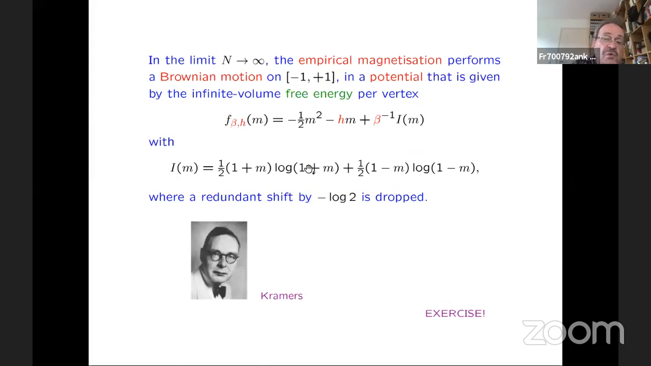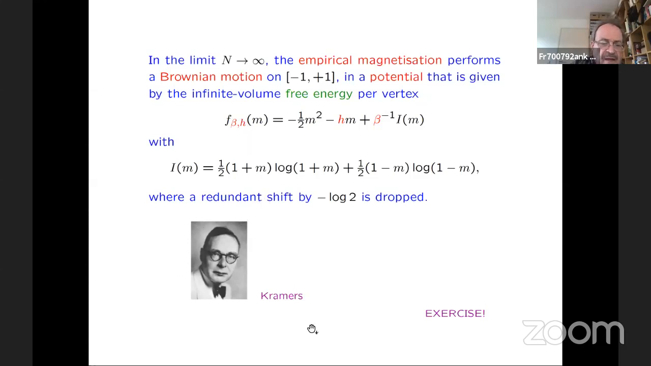And where it converges to is a very simple function, except I have taken out a factor minus log 2 because this turns out to be redundant and it doesn't play any role. So I'm just kicking out a constant in order to make the computations a little more palatable. And this computation also is part of the exercises. How do you do that? And what is exactly happening? And so the empirical magnetization performs a Brownian motion on this interval in a certain potential, which we will have to look at, and I'll show you a picture in a second.